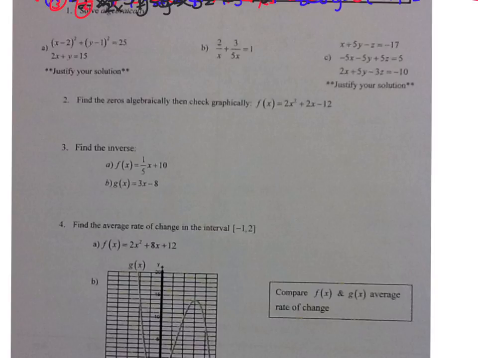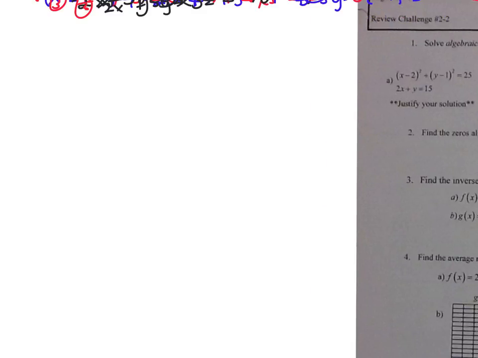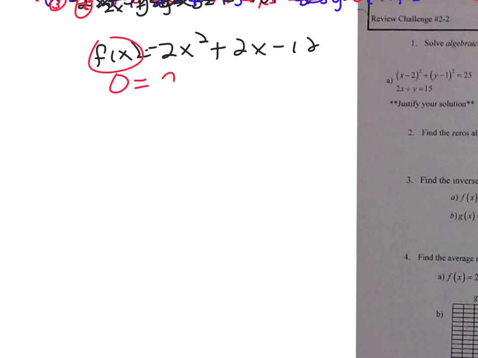Okay, so number 2 says find the zeros algebraically and then check graphically. All right, so remember the zeros are where it crosses the x-axis. So my equation is f of x is equal to 2x squared plus 2x minus 12. Finding the zeros means when your y value is 0. So I set the y value equal to 0.